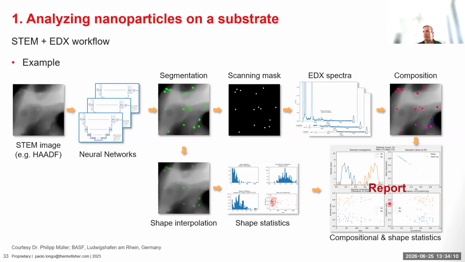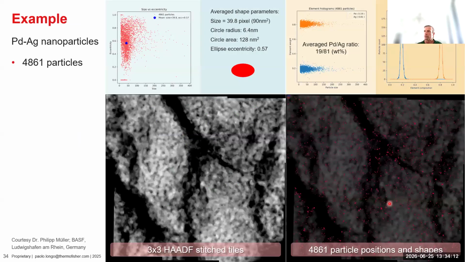And this is something that is available. This is something that you can reproduce over multiple areas in the specimen, and you can also stitch all these tiles together. So here, using this approach, they were able to map almost 5,000 particles and get every kind of information out of these particles, from statistical information, size information, to compositional information.